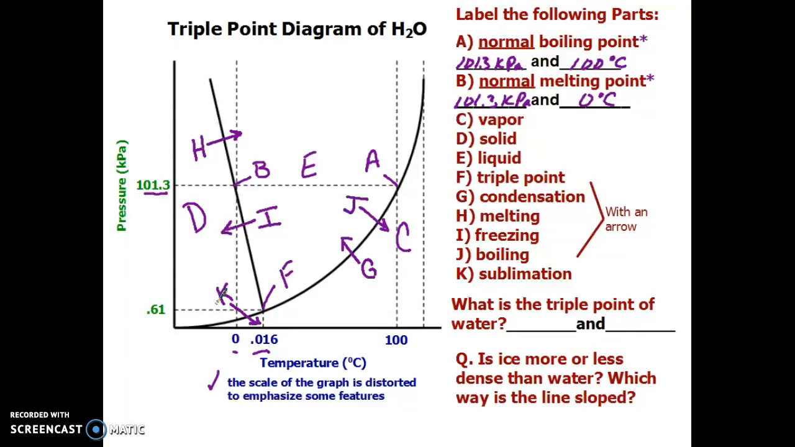All right. The next question up here says, what is a triple point of water? And again, triple point has to have two conditions. It has to have a pressure and it has to have a temperature. And so I know triple point is this point where it says F, and that pressure and temperature would be about 0.61 kPa, and about 0.016 degrees Celsius.